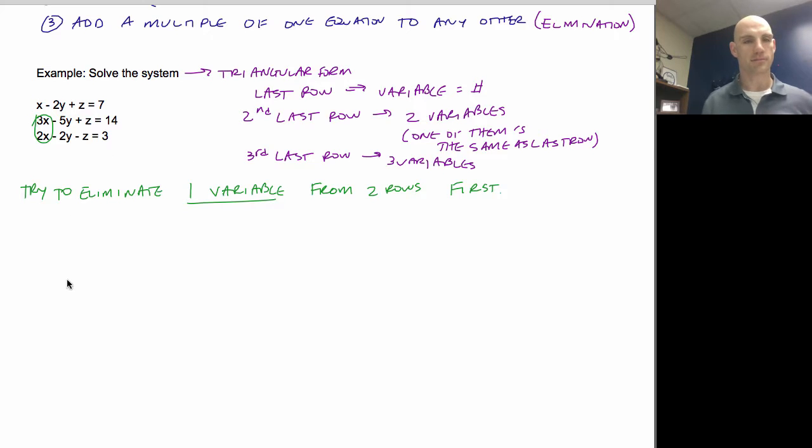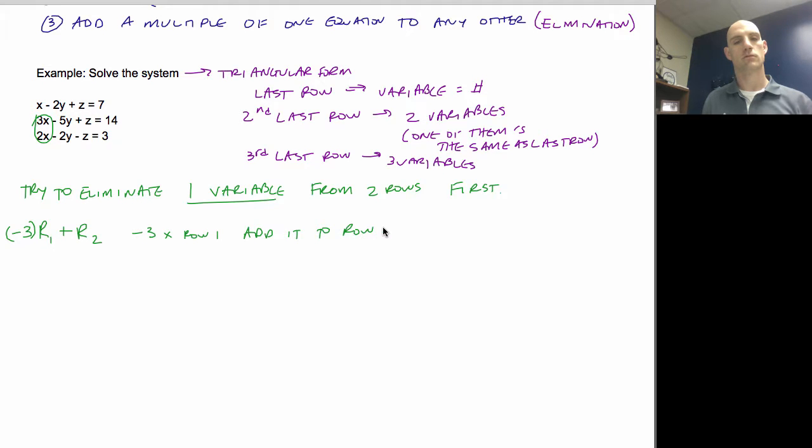So what I'm going to do is multiply row 1. So I'm going to do -3 times row 1, and I'm going to add it to row 2. This is the notation. So -3 times row 1, add it to row 2. That's what this notation means. So what does it look like? Well, if I do -3 times row 1 and add it to row 2, I'm going to have -3x plus 6y minus 3z equals -21. That's what I'm going to be adding to my second row.